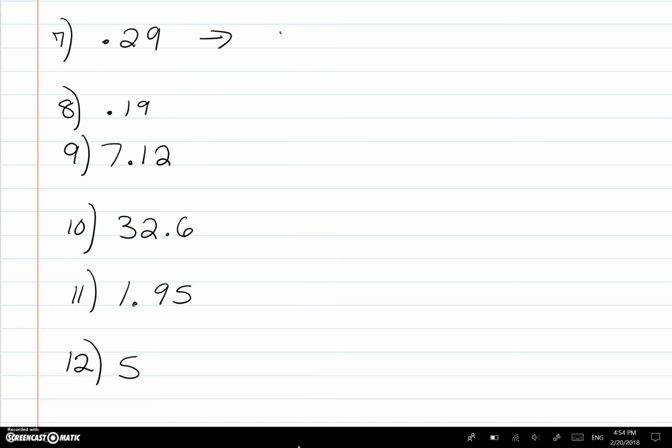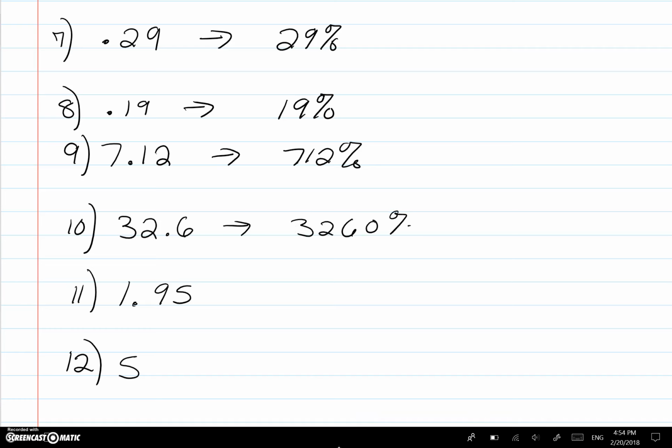So 0.29 becomes 29%. 0.19 becomes 19%. 7.12 is 712%. 32.6 is 3260%. 1.95 becomes 195%. And 5 becomes 500%. Remember, it has to move from the back, 2 spots. 1, 2, 2 holes, 2 zeros. So it's 500%.